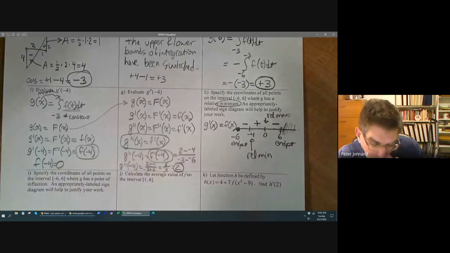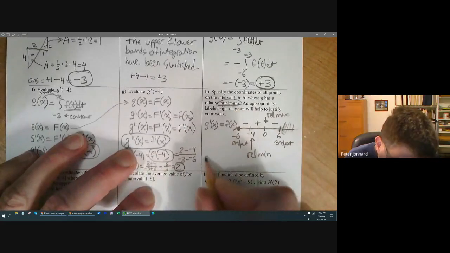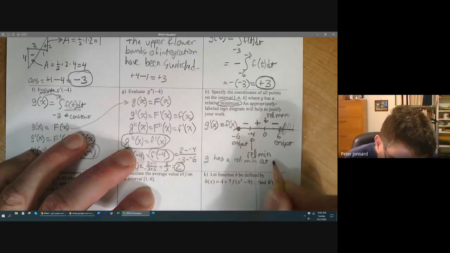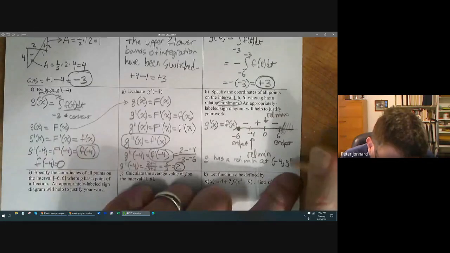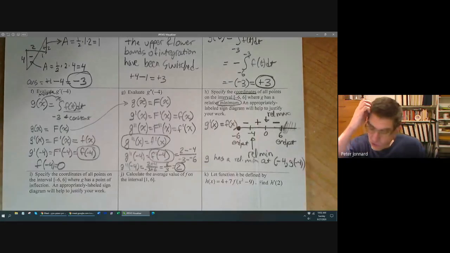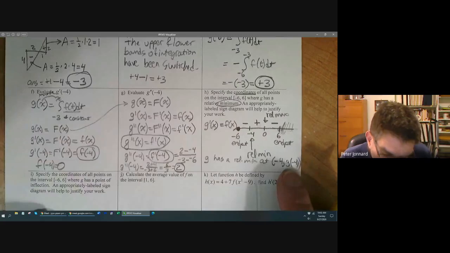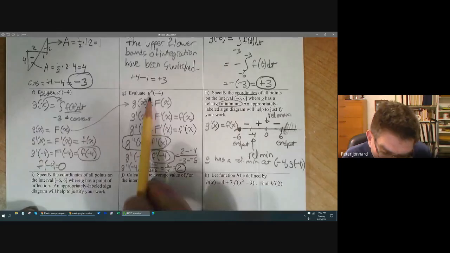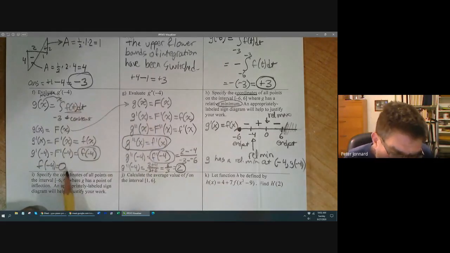Okay, so it says specify the coordinates of all points on this interval where G has a relative minimum. So G has a relative minimum at -4, comma, and then we need to evaluate G of -4, because it asks for the coordinates of where that happens. And so I need to do a little bit of work. I need to calculate G of -4. Let's take a look in here. I haven't already evaluated that. I have G double prime of -4, and I have G prime of -4. Remember, we said that was 0. I talked about that, but I didn't evaluate that anywhere.